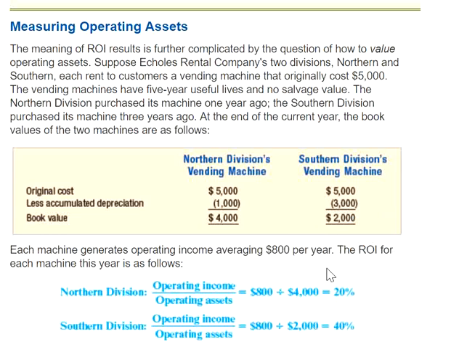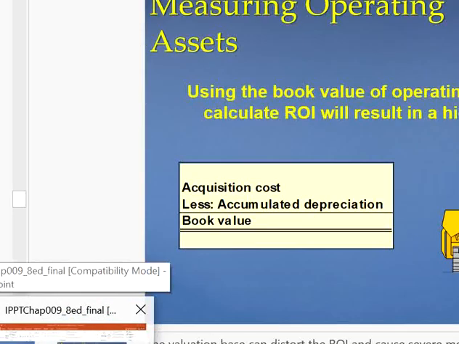It is not an easy, in reality it's not easy to look at the operating assets. So that's why it's very important when you calculate return on investment to see how the operating assets are calculated and reported. Then you can make an adjustment depending on the situation. So that's why it is very important. So going back to our slides.